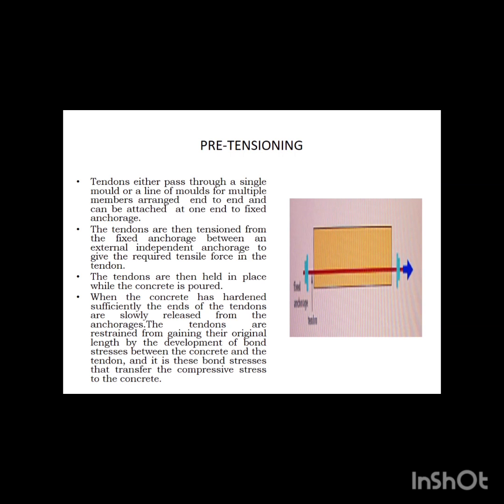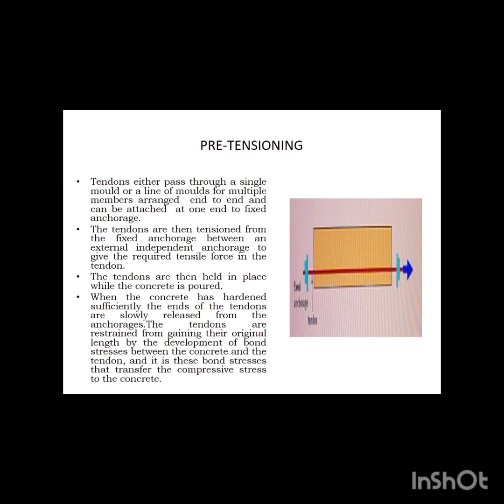Pre-tensioning. Tendons either pass through a single mold or line of molds for multiple members arranged end to end and can be attached at one end to a fixed anchorage. The tendons are then tensioned between the fixed anchorage and an externally independent anchorage to give the required tensile force in the tendon. The tendons are then held in place while the concrete is poured. When the concrete has hardened sufficiently, the ends of the tendons are slowly released from the anchorages.